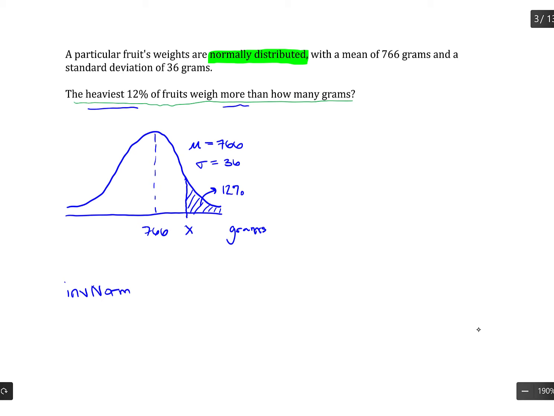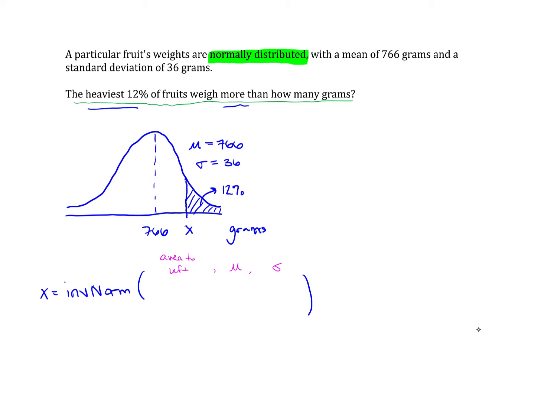So writing all this information on a chart will help you organize and figure out which function to use in the calculator. Now, inverse norm takes three inputs. It takes an area to the left, it takes a mean and a standard deviation. You don't always have to provide the last two, but in cases where you have been given a mean and standard deviation, you absolutely should. But the output of this will be the value of x, the missing value that we're looking for.